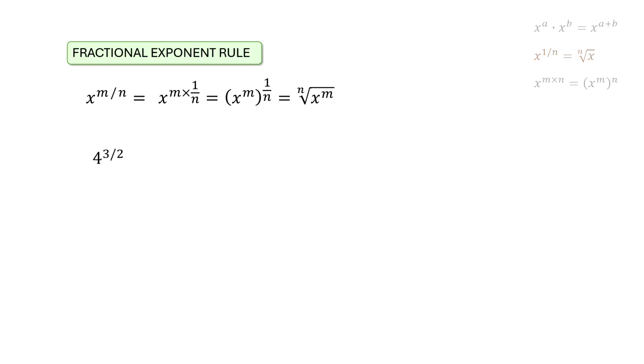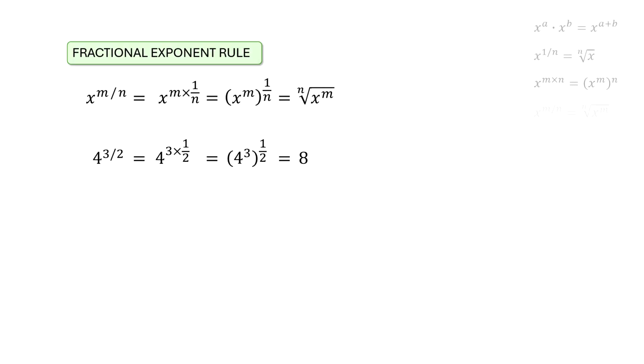Look at our fractional exponent. Separate the numerator from the denominator. Apply the rule of the power raised to the power, and then the rule of the nth root, which, in this case, is the square root. 4 raised to the power 3 is 4 times 4 times 4, which is 64. The square root of 64 is 8.